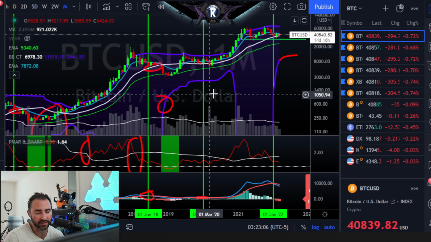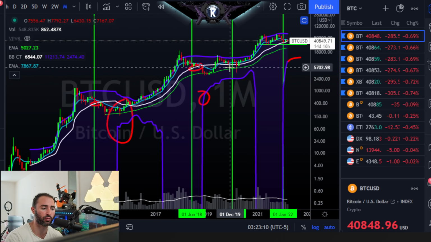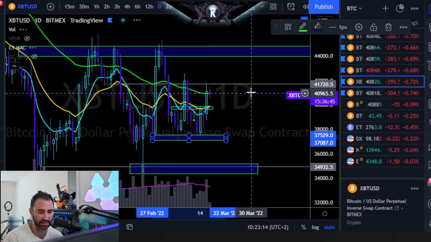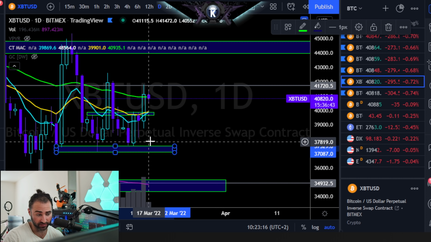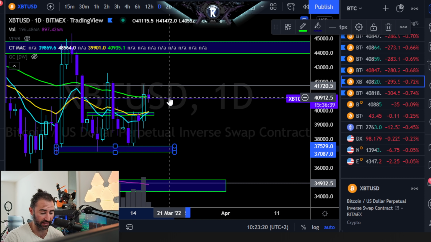Now, I would say that signal needs to be fully validated, in my opinion, either with an actual range break here. So that would be with a daily closure. I'd even go as far as to say now $38,000 is probably good enough for me. But if you want to go by the book, 37,000.